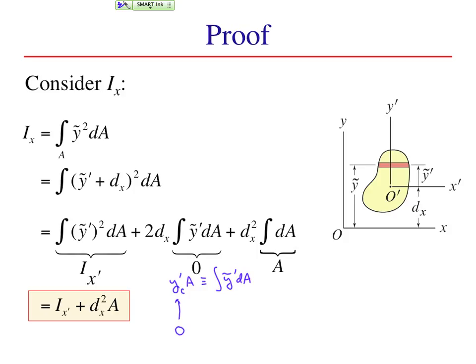We can now also see why the smallest values of area moments are those about the centroidal axes. The terms dx squared A, dy squared A, and d squared A are all inherently positive. The smallest values they could have are 0, which only occurs if the xy and x prime y prime axes are coincident. Therefore, the minimum values of area moments are those about the centroidal axes.